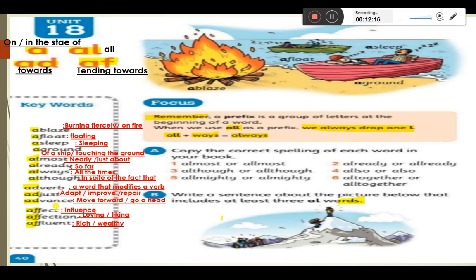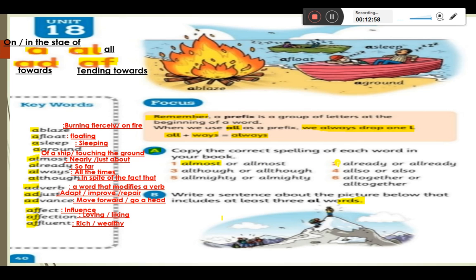So these are the key words that I want you to study. Now let's go to the focus exercise. In the focus exercise letter A, we need to copy and correct the spelling of each word in your book. Number one, we have almost with two Ls and almost with one L. Which one has the correct spelling? We said before that when we put the prefix all at the very beginning, we need to drop one L. So the first one is the correct one.